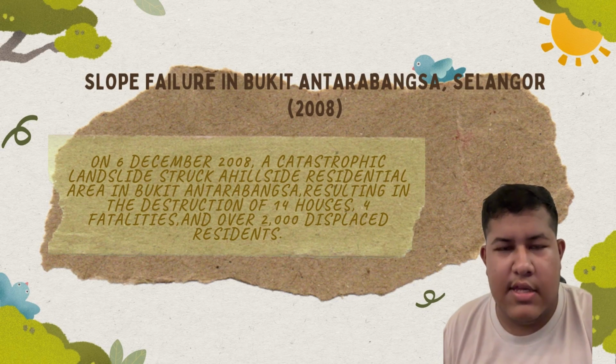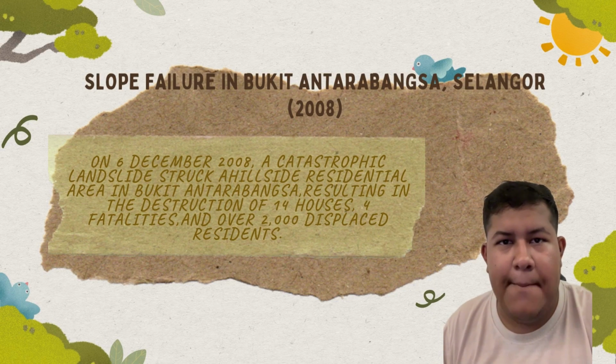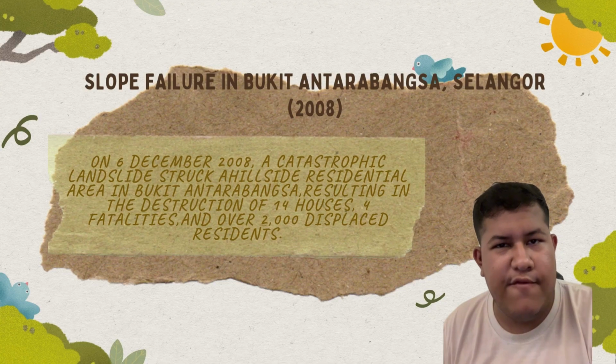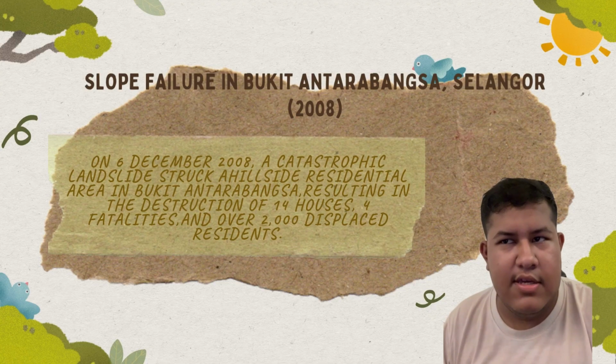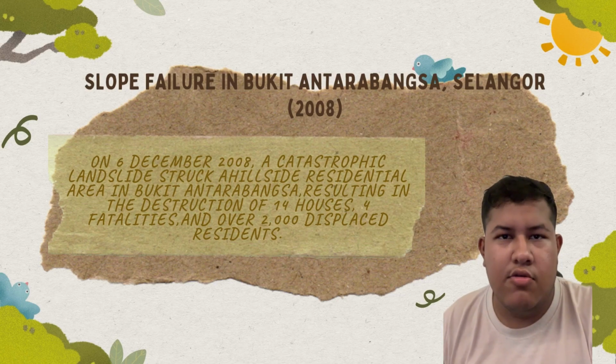In December 2008, a landslide in Ampang, Malaysia destroyed 14 homes after heavy rainfall saturated the area. This event is known locally as the Ampang Hill of Death.